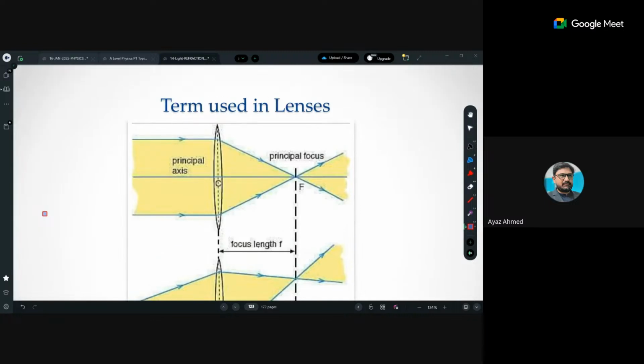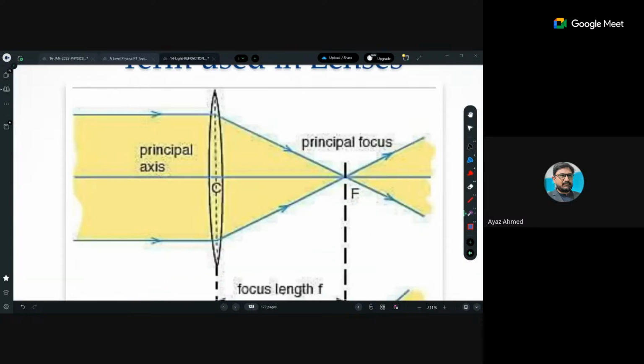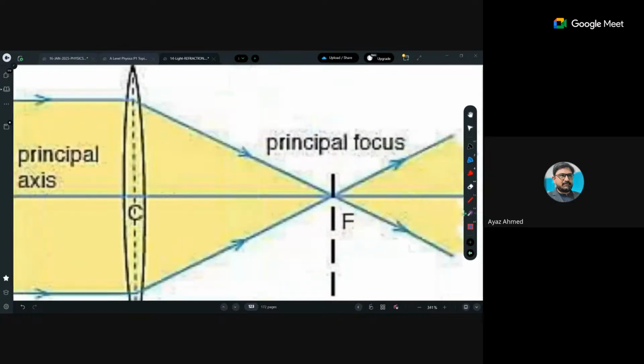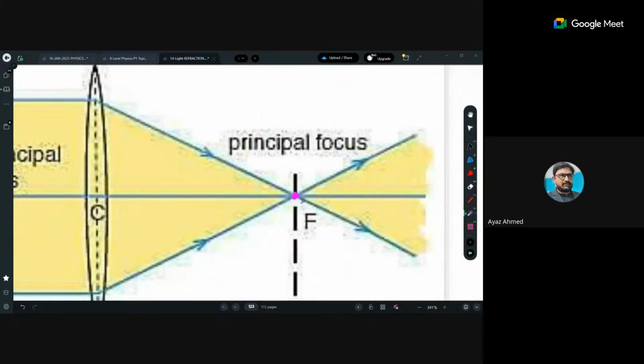Here, this is your principal axis. This axis is called your principal axis. Did you see? It is perpendicular to the plane of the lens, and it is passing through the center of the lens. Optical center is the geometrical center of the lens. Did you see? It is the geometrical center of the lens. And here, this is your principal focus.